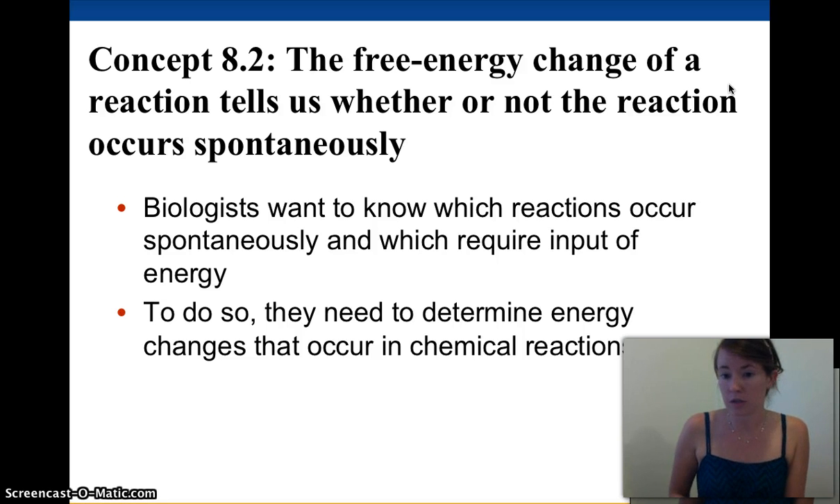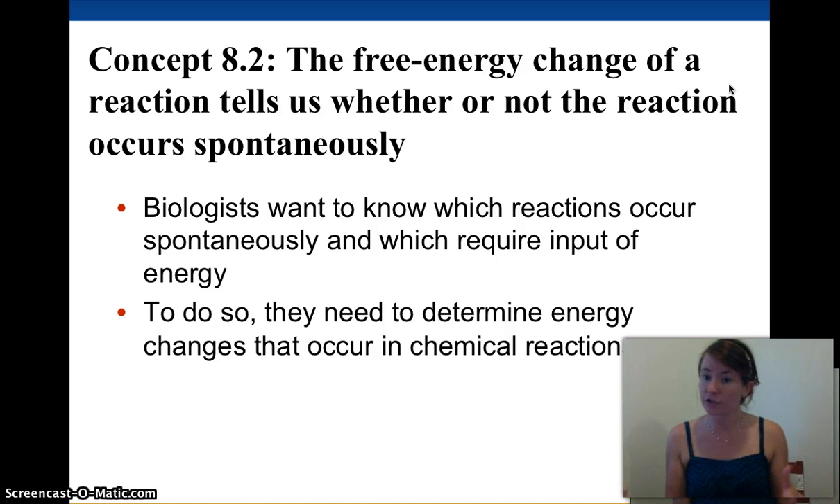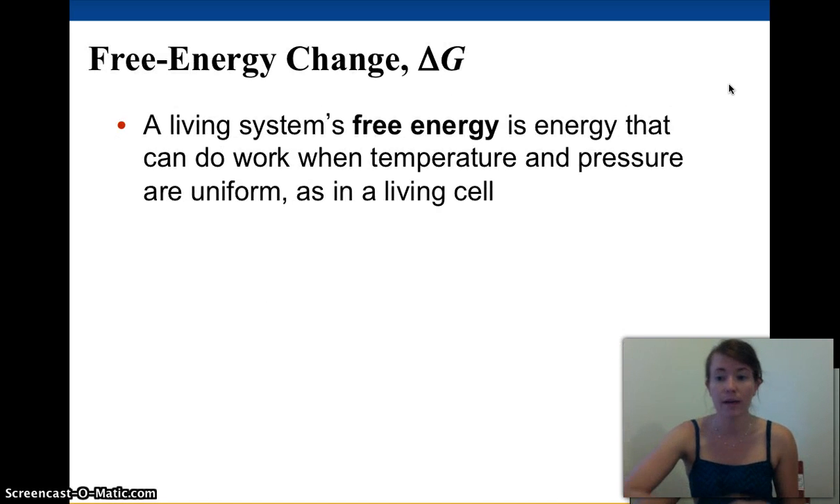But these reactions that occur spontaneously will increase the entropy of the universe, meaning the disorder of the universe. The reason this matters to us is that biologists want to study how this is happening inside your body. Which reactions are we putting energy into, which ones are happening on their own, and which ones are releasing energy? In order to do this, we have to know about the changes that happen in chemical reactions. So we're going to talk this entire section about something called free energy.